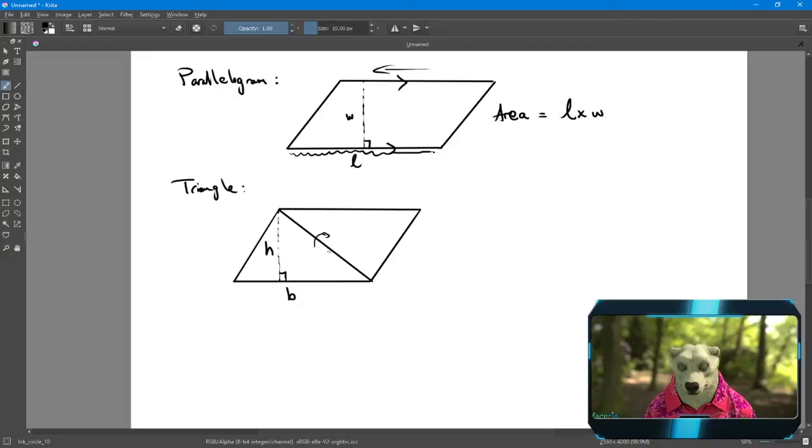What I'm creating from my original triangle is another triangle which is exactly the same, but now I've created a parallelogram. And I know the area of a parallelogram. Area of parallelogram: the length of a parallel side is b. The distance between those parallel sides is now h.